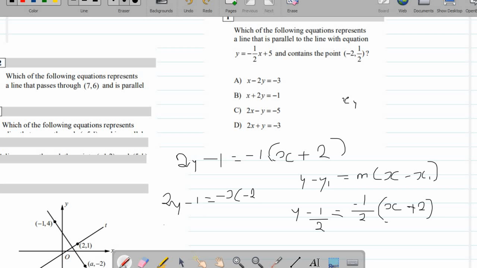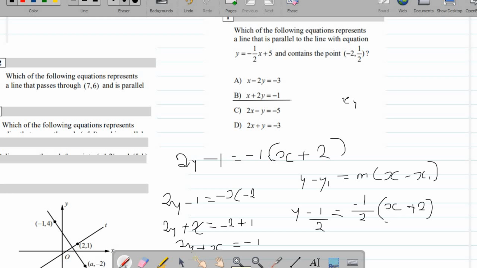Rearrange that. You have 2y, move minus x to the other side, you have plus x, 2y plus x is equal to, move minus 1 to the other side, you have minus 2 plus 1, which is minus 1. So you have 2y plus x is equal to minus 1, and the only thing that fits that is this one, x plus 2y. Addition is commutative. 2y plus x is the same thing as x plus 2y, so equal to minus 1. That's your answer there, B.